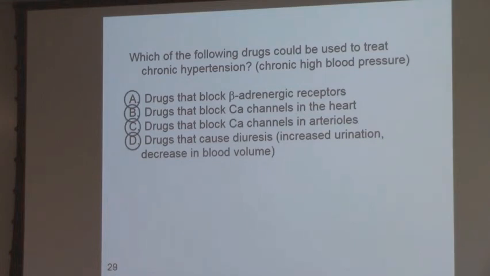Now I am. Let's go through it. And I think there are some more, but we won't go through them. You can do them on your own at home because it'll be on Moodle. Blocking a beta. So these are beta blockers. You've heard of them. Drugs that block beta adrenergic receptors are beta blockers. They would block the beta adrenergic system from increasing stroke volume or increasing heart rate. Both of those would tend to decrease pressure.